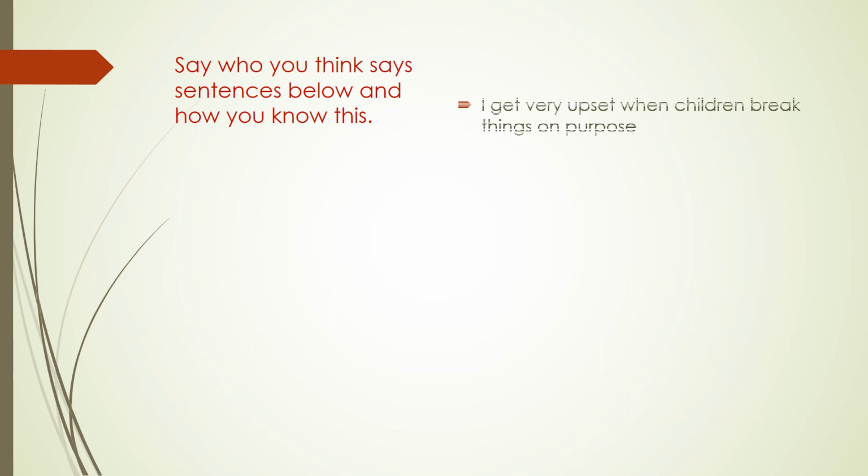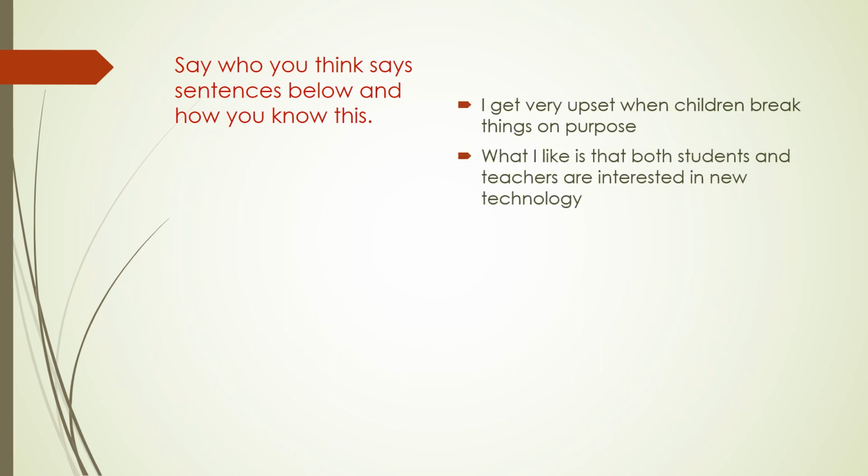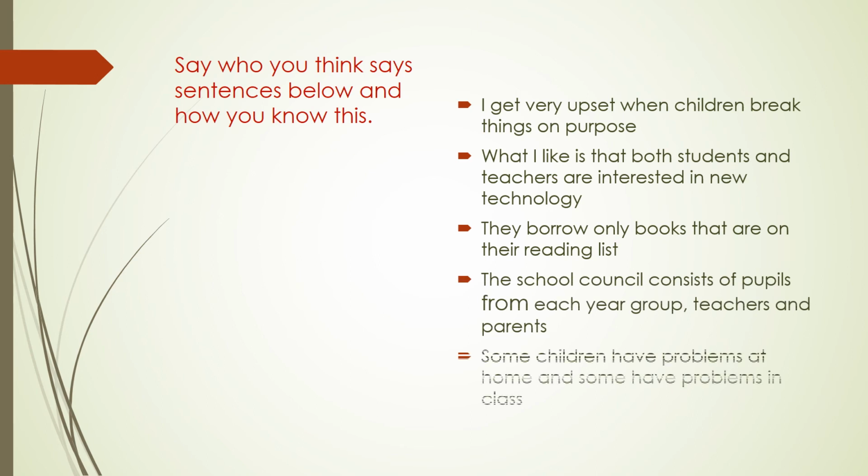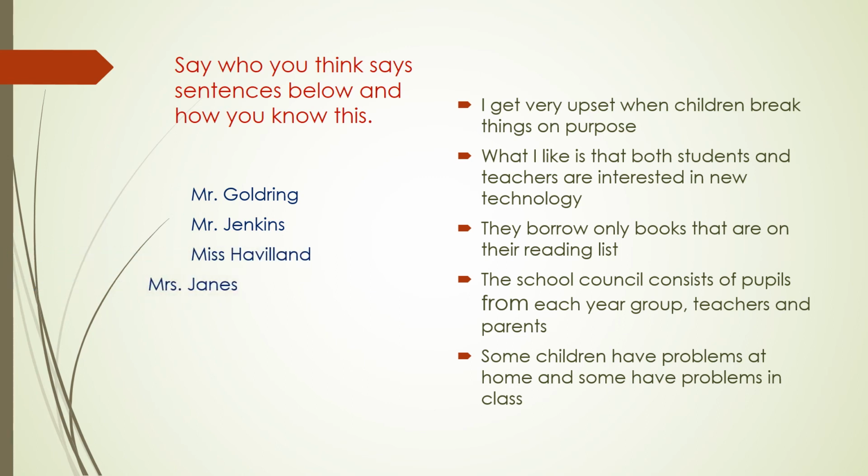Now you'll read the phrases which one of the teachers from the text has said. Who do you think says these sentences, and how you know these? Mr. Goldrin, Mr. Jenkins, Miss Haviland, Mrs. James, and Mr. Rogers.